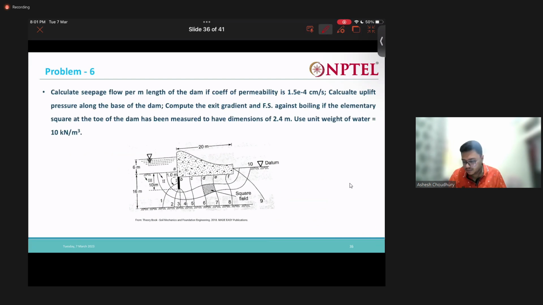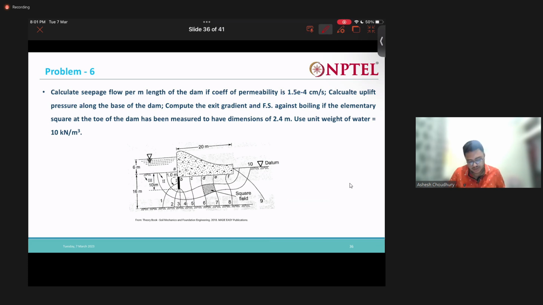So the next problem, here we have: calculate the flow per meter of the dam if the coefficient of permeability is this much. Calculate the uplift pressure along the base of the dam. Compute the exit gradient and factor of safety where the elementary square at the toe of the dam has been measured to have dimension this much. Use unit weight of water as 10. Okay, so one by one let us do.